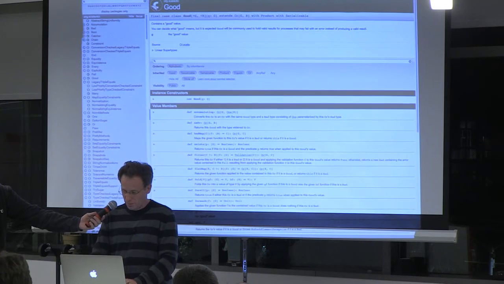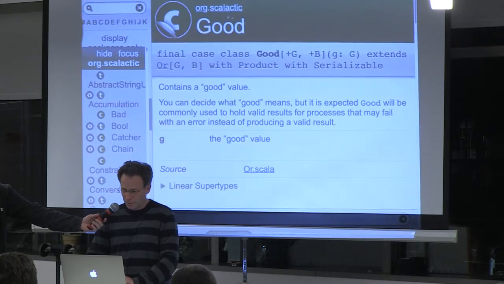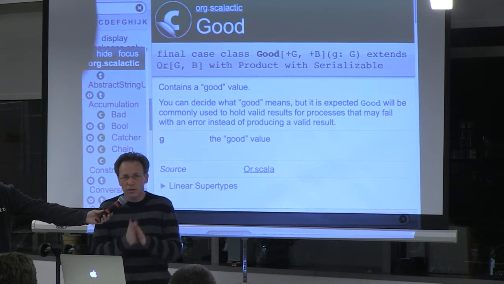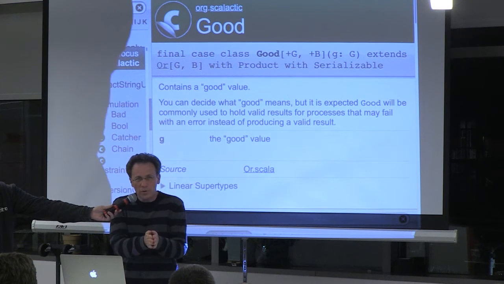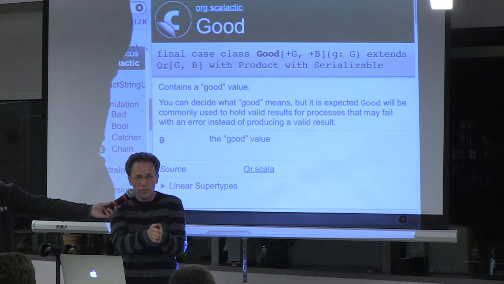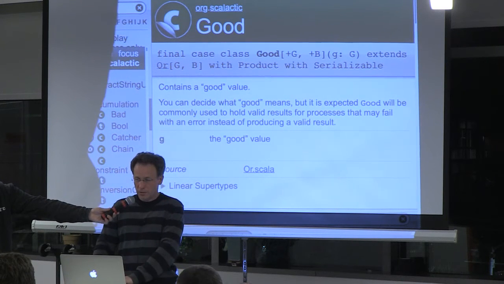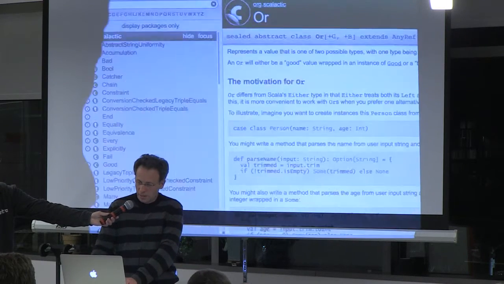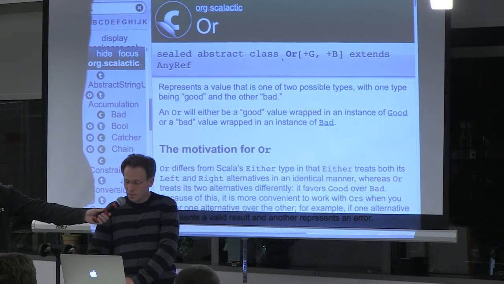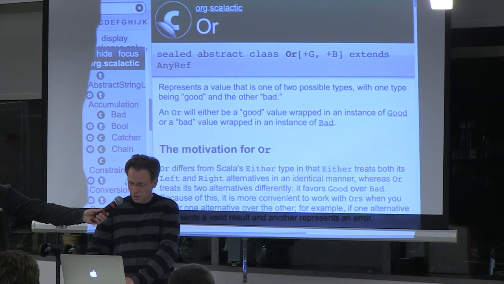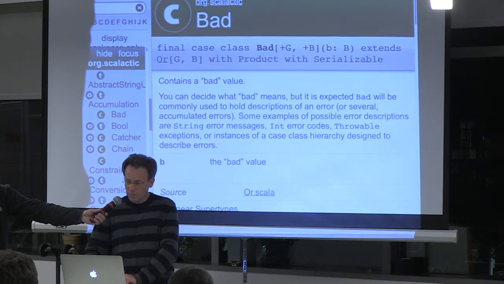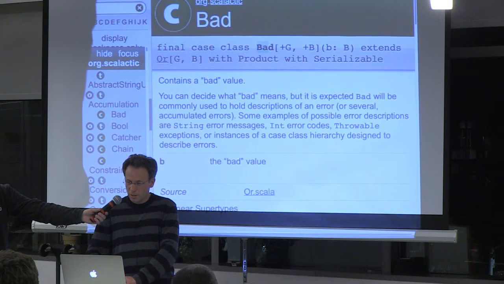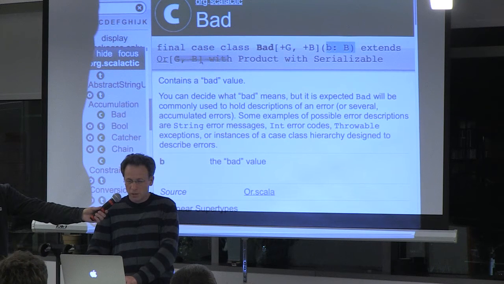All right, so good and bad. So here's a very teeny tiny good. It would be better if it was big. There's one subtype of OR called good that takes one value of the first type, the good type. And there's another one called bad, which is also going to be teeny tiny here for a second. Oops, that's OR. Where did bad go? I'll click on bad again and it'll go there. Okay, there's bad. So bad takes one of the bad types and extends OR, right? So it's either a good or a bad.